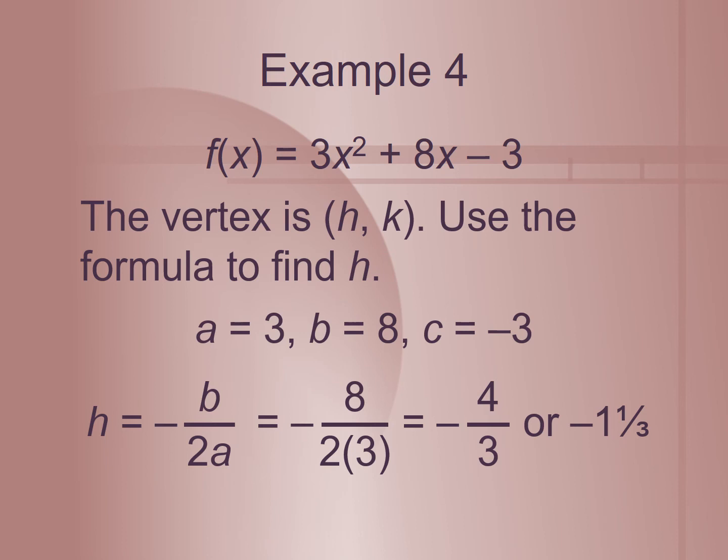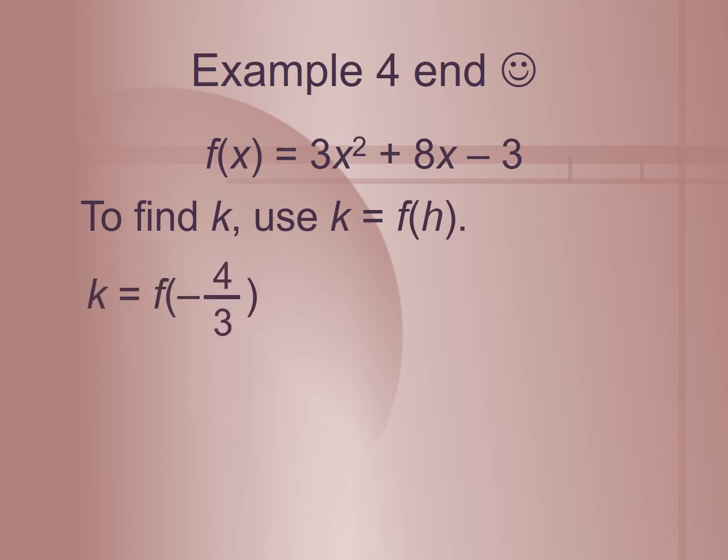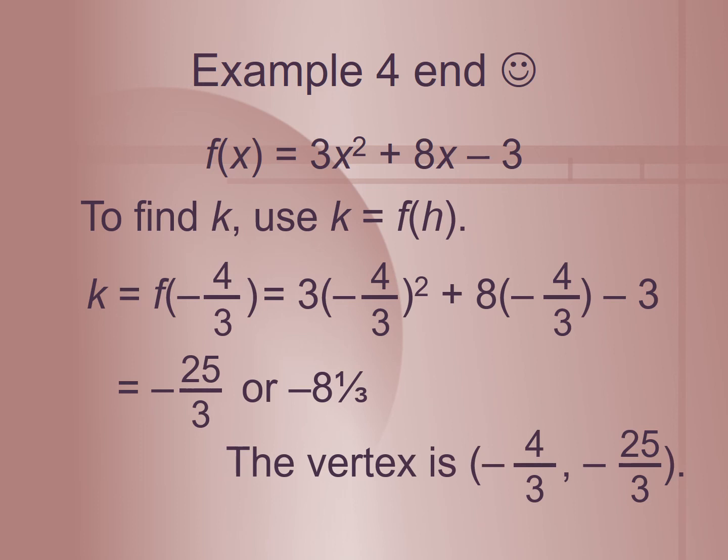Now we know what our h value is, we can find our k value. To find our k value, we go ahead and plug in h into our function. So we'll plug in negative 4/3 for x and evaluate that, and we end up with negative 25 over 3, or negative 8 1/3. So now we know what our h and our k are, so now we know what the vertex of the parabola is.